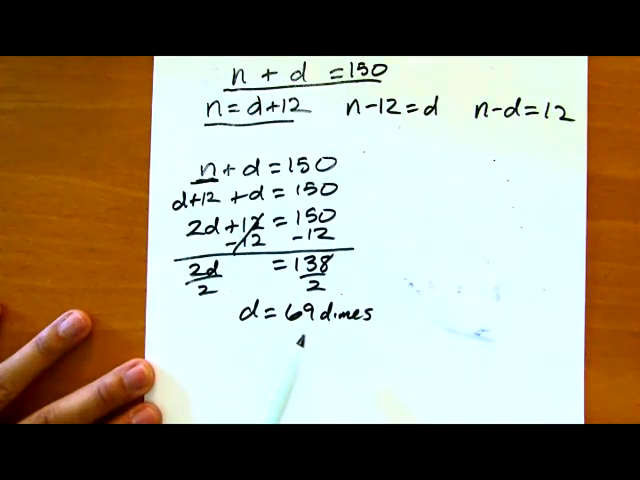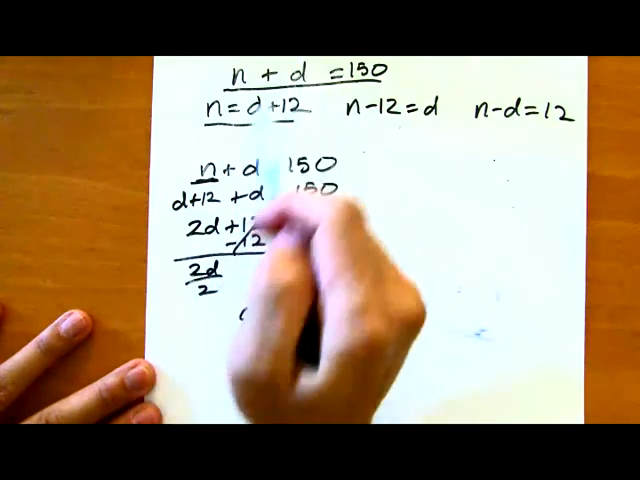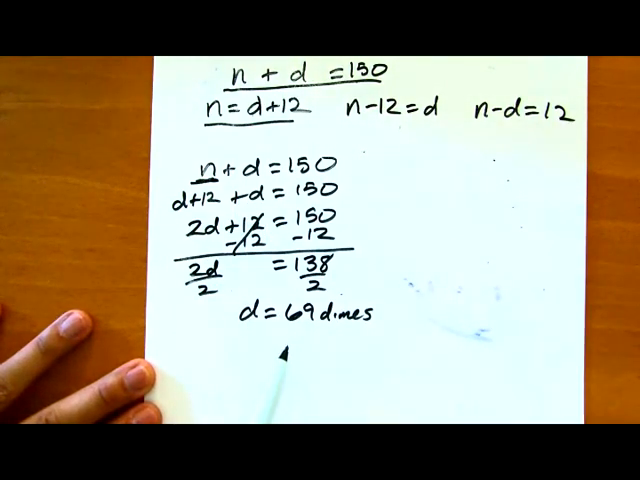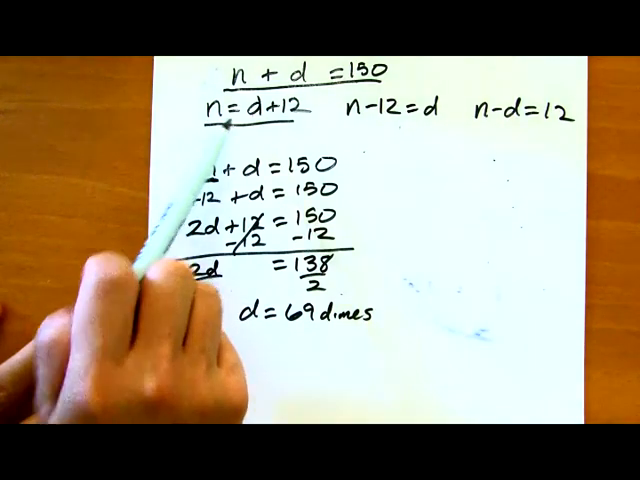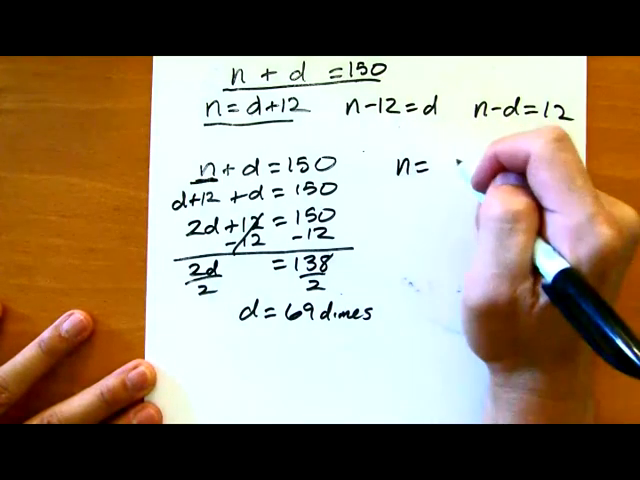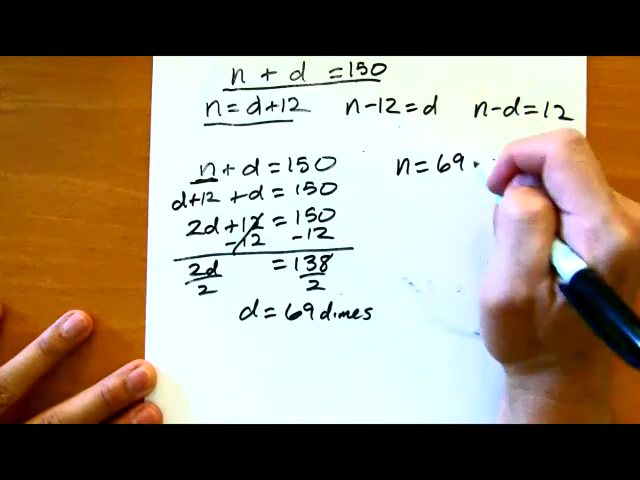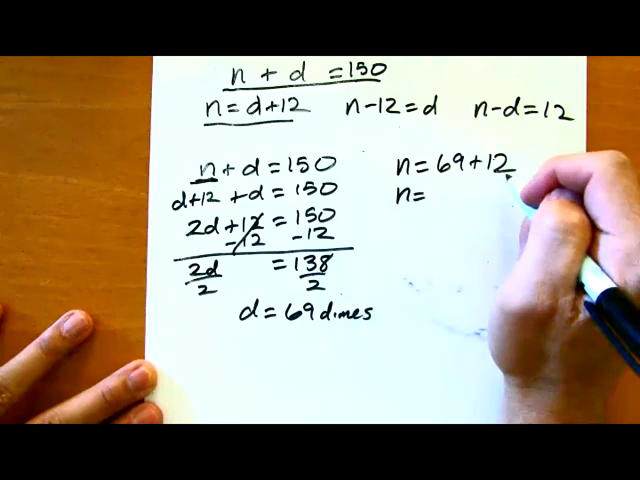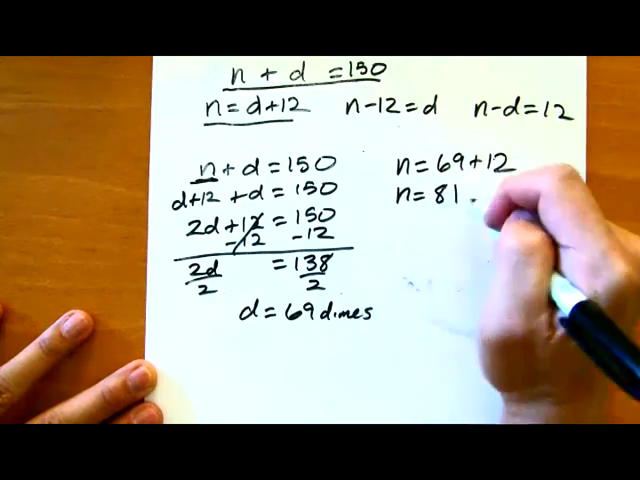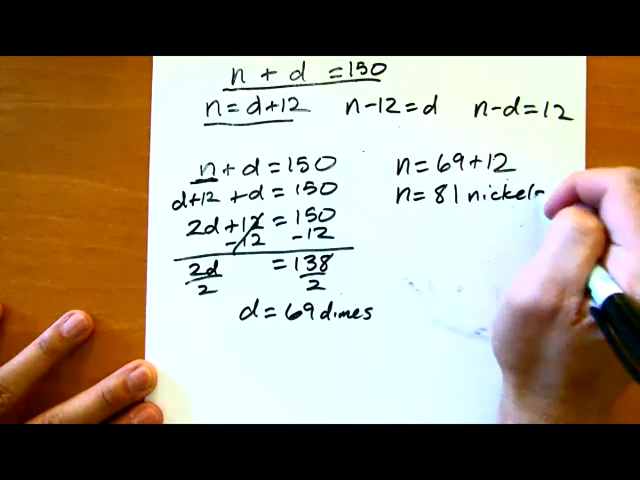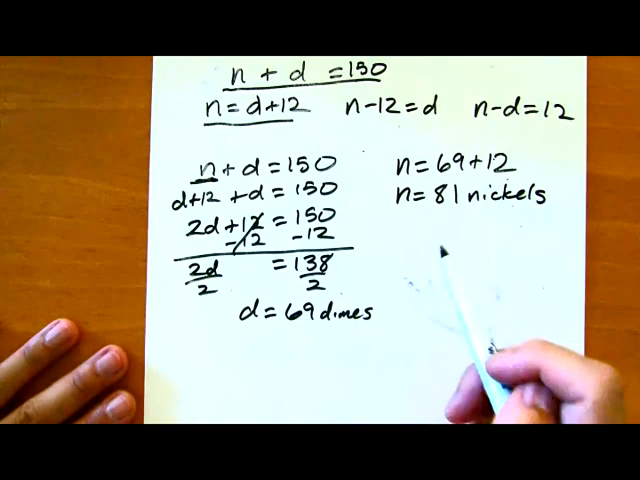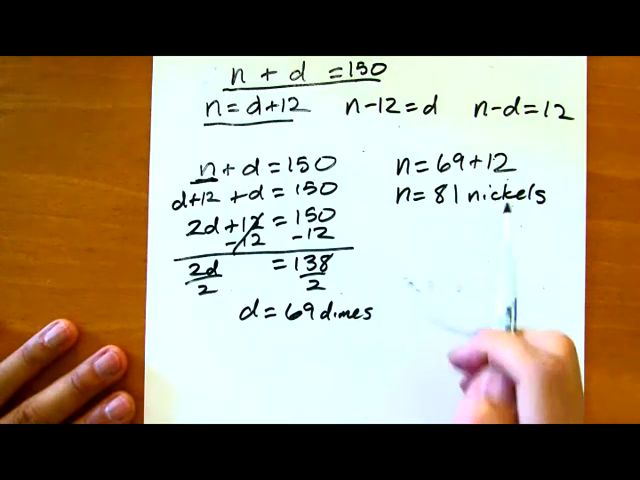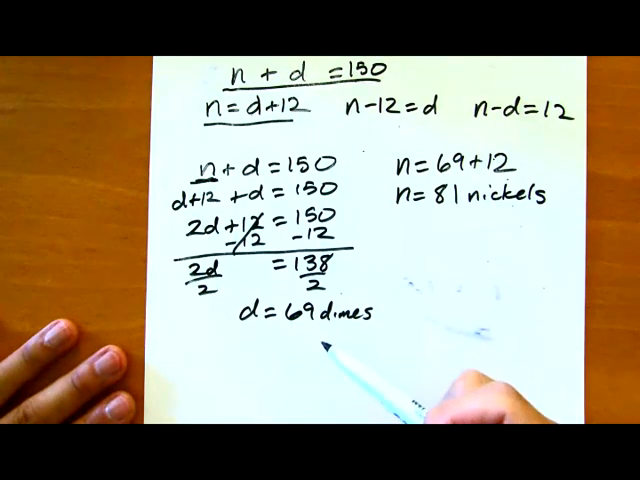We take this, replace it for d in one of the original equations, and we solve for the number of nickels. I'm going to put it in that equation. N equals, in place of d, I'm going to put the 69. What is this? 81 nickels. Does it add up to 150 coins? Okay. Do you have 12 more nickels than dimes? There you go. These are your answers.